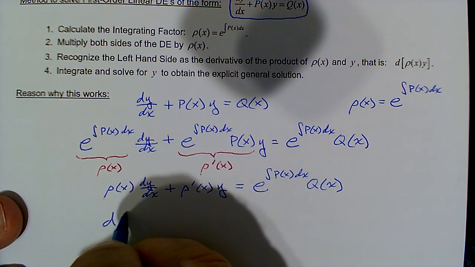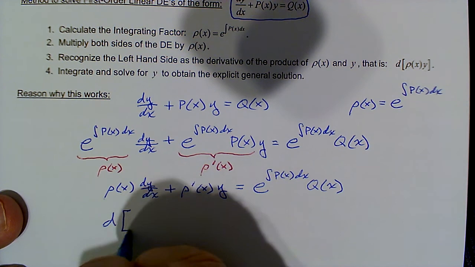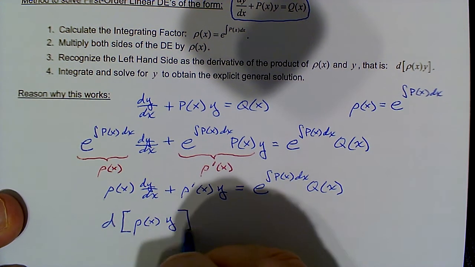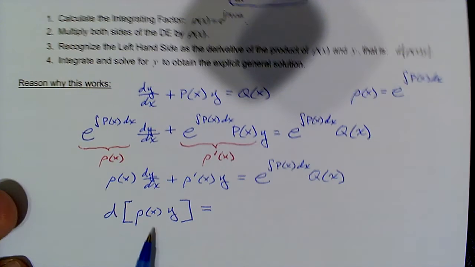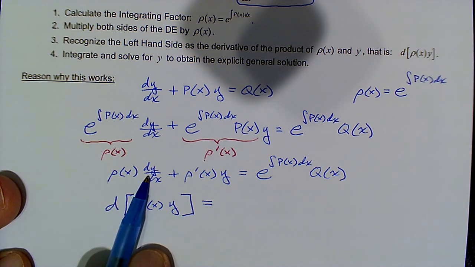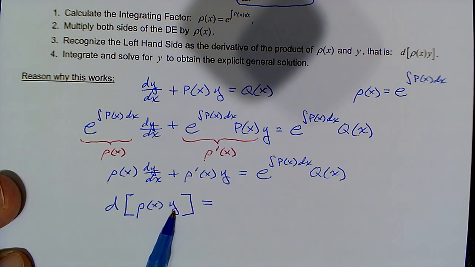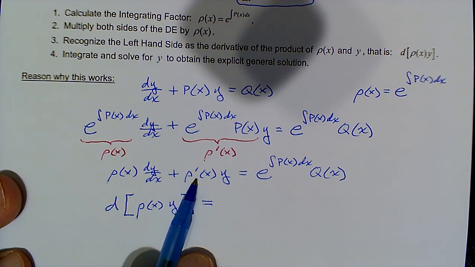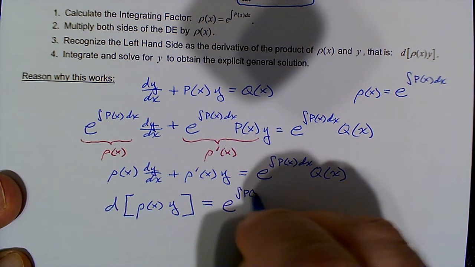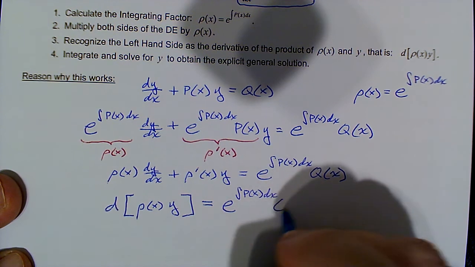But the point here is that the left-hand side is now the product. We could express it as the derivative of rho of x times y. Because if you think of the derivative of a product, you have the first factor, rho of x, times the derivative of the second, dy dx, but then plus the second factor, y, times the derivative of the first, and the derivative of rho of x is rho prime of x. And then we have the right-hand side, which again we know we'll be able to integrate.